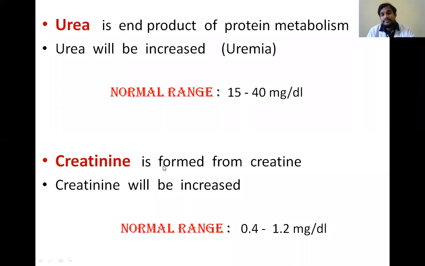Creatinine is the next one, which is formed from creatine, which is present in the muscle. Creatine is present in the muscle in the form of creatine phosphate. This phosphate is necessary for formation of ATP, which is required for the contraction of muscle. When this phosphate is used, the creatine is spontaneously converted to creatinine. The excretion of creatinine is also affected in renal failure and it leads to increased creatinine levels in the blood. The normal range is 0.4 to 1.4 milligram per deciliter.